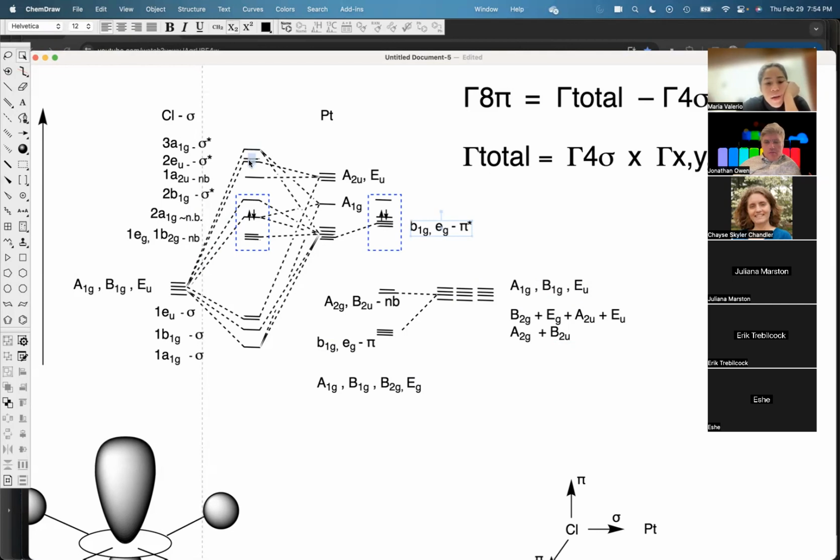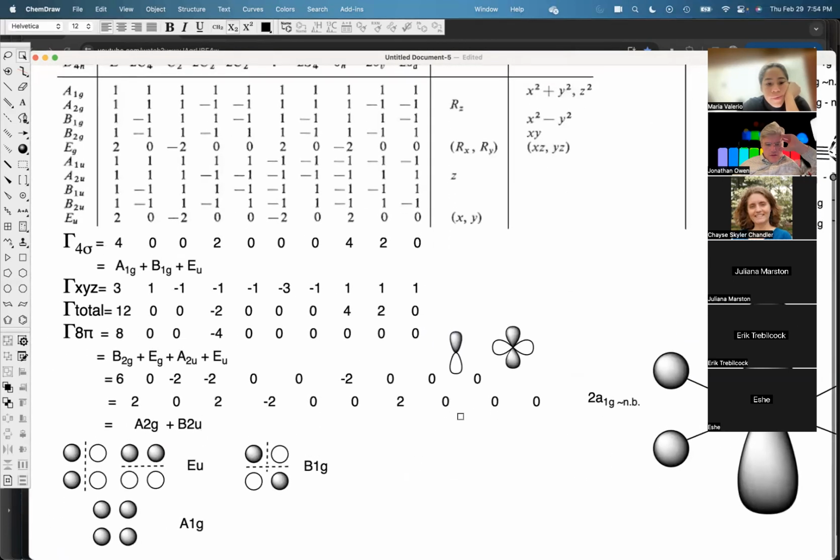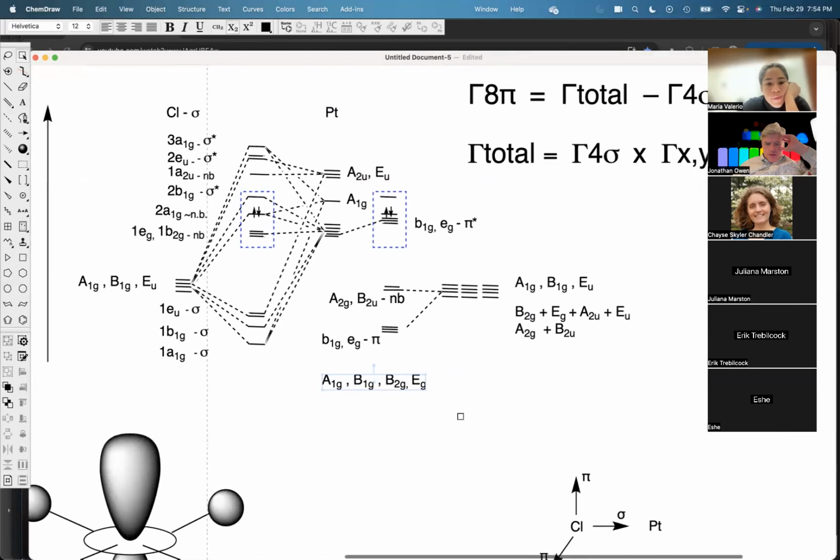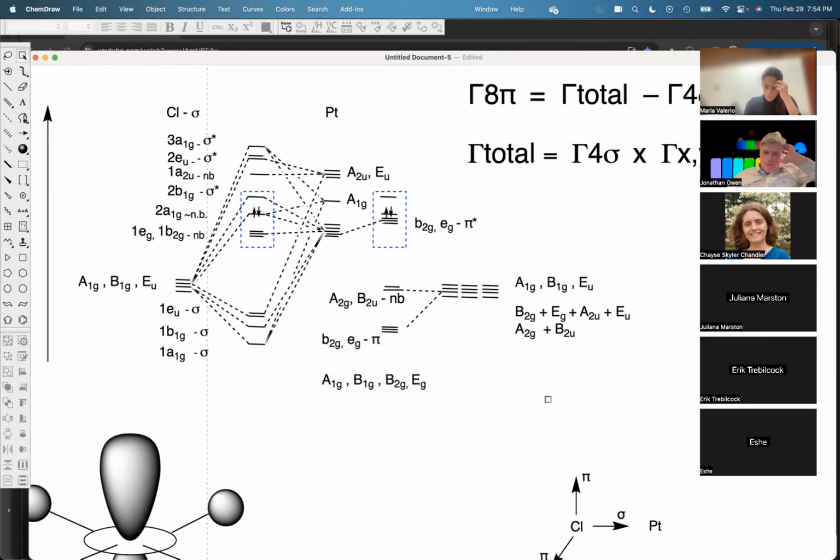I get why the EG goes up, but why does the B1G also go up? Have I gotten this labeled incorrectly? I think it's supposed to be B2G. Yeah, right. B2G, B2G, yeah. Oh, there we go. Yeah, I just mislabeled it. Thank you. There we are.